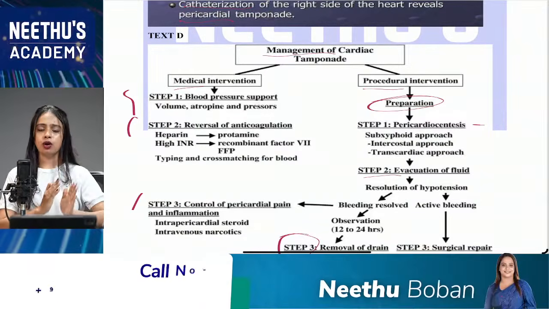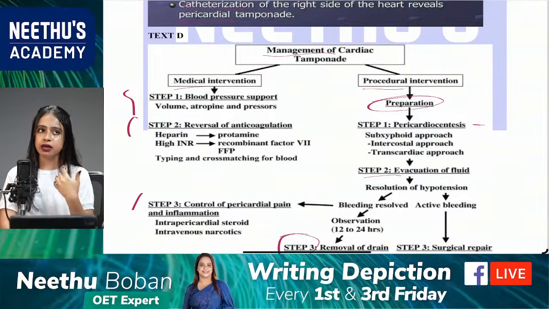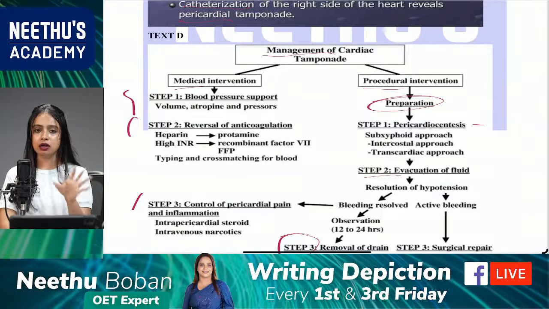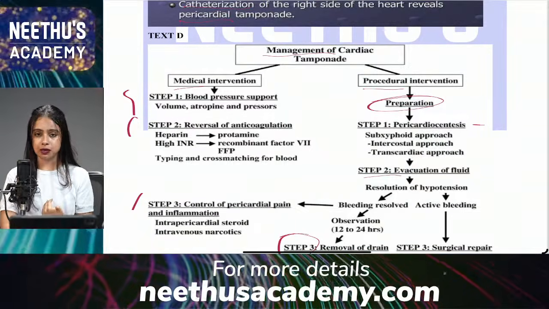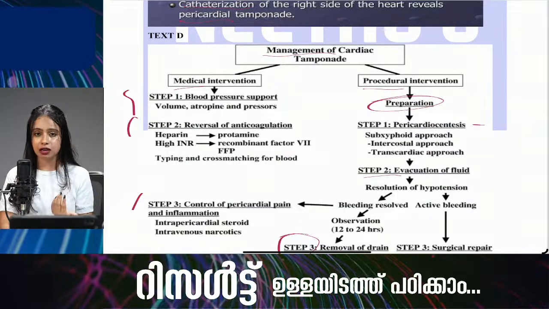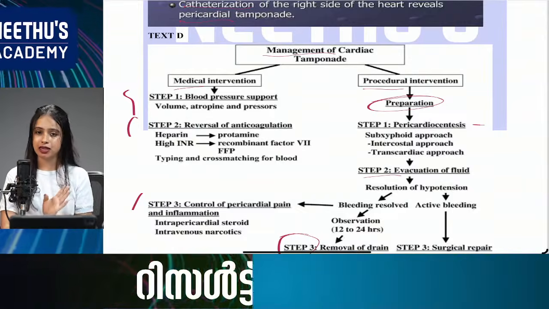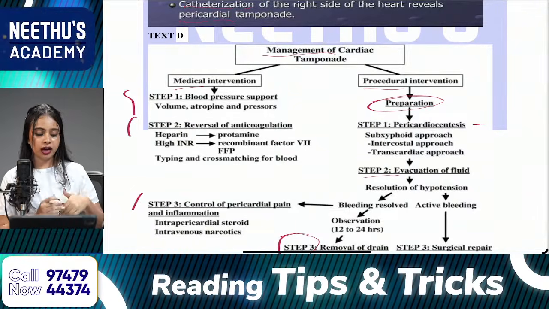Okay, so after reading the text within 2 minutes, I would understand that text A is all about the disease condition, prevalence and all. Text B is all about the symptoms, signs and symptoms. Text C is all about its diagnosis, and text D is all about the management. Very simple. Clear?